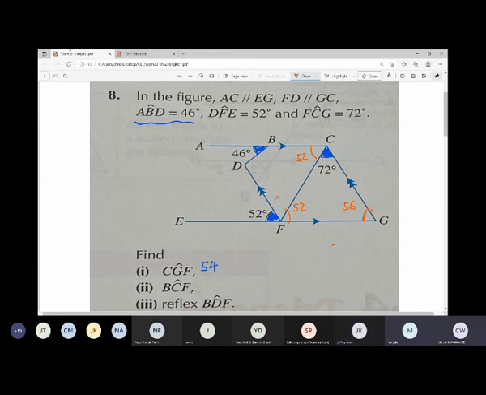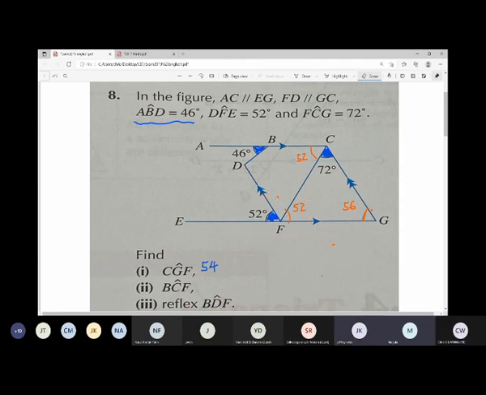Wait. Let me debunk Manjula first. This is a vertically opposite angle. That's what Manjula said. No! This is not a vertically opposite angle. A vertically opposite angle must be like that. There's a cross. That's what I thought, but then I couldn't find 180.